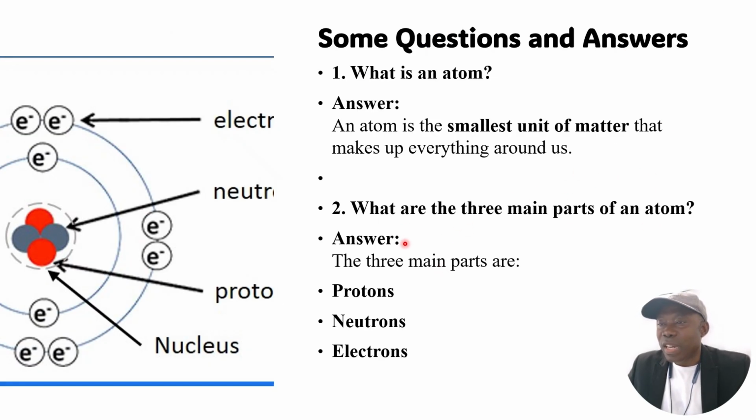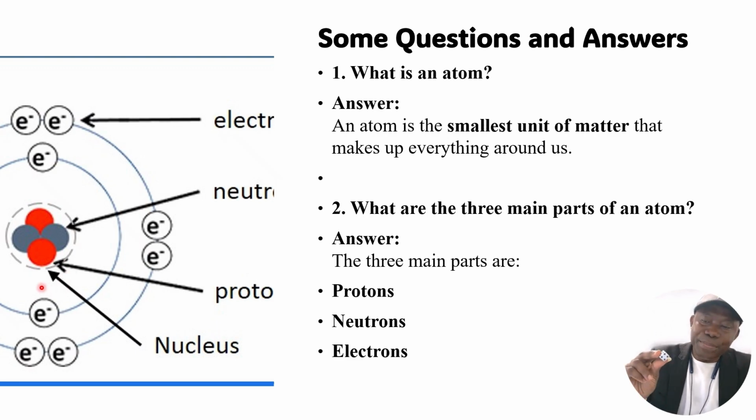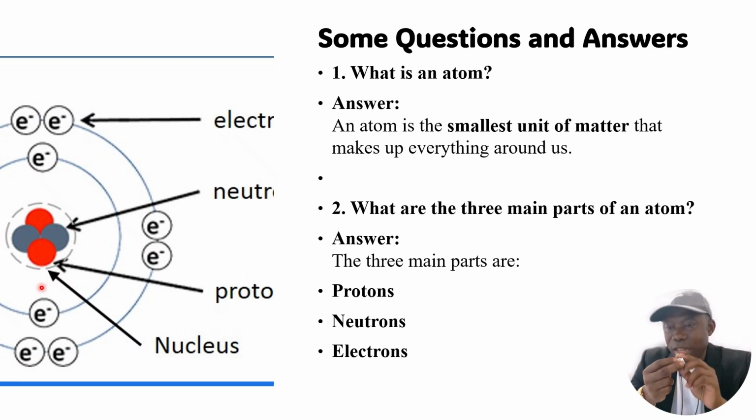Now look at this lesson. What is an atom? From this concept, an atom is the smallest unit of matter that makes up anything around us. Anything around us is made of atoms. If you take this die and break it down to pieces, the smallest particle is an atom. This is how it works.